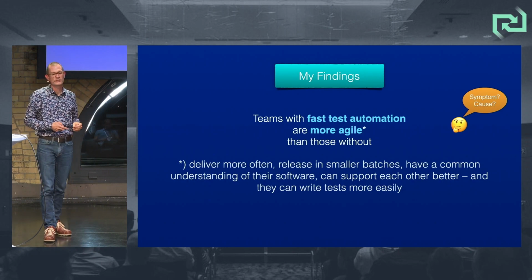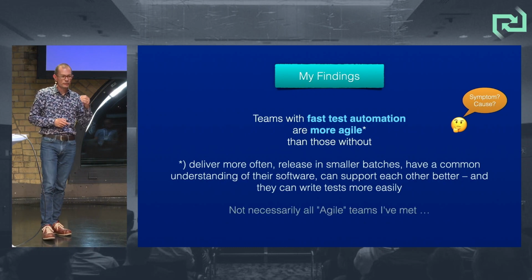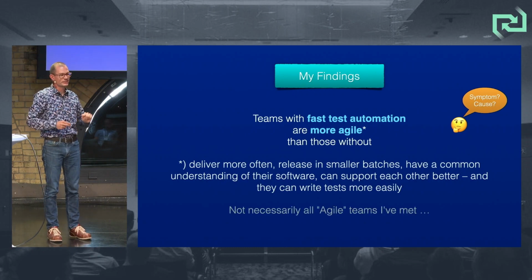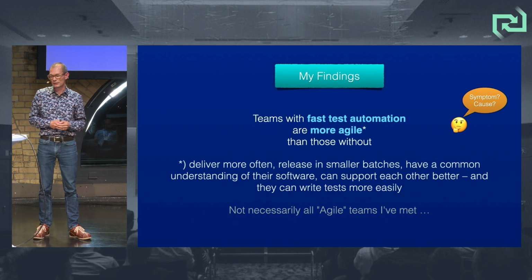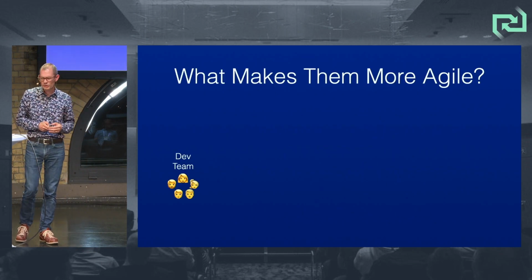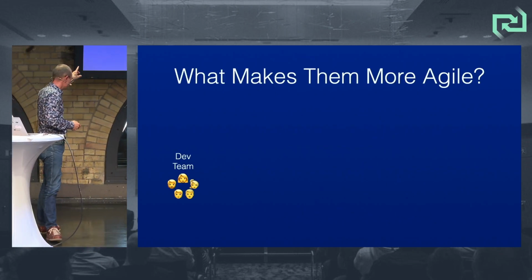Let's just assume it's the other way around, because I've been to too many agile teams that haven't been agile at all, that didn't have a fast test automation, that didn't deliver value continuously. What makes those teams more agile? Let's have a look at this dev team.